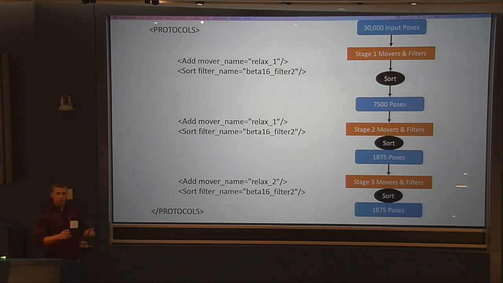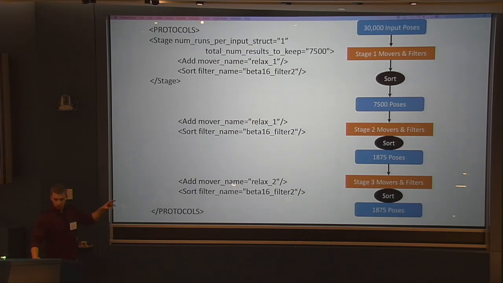There is an option to say positive is better, but by default negative is better. So in this case, I have this filter that takes beta November 16 scores and ranks them. And then you surround each stage with this stage tag. All of the options for the stage tag are very verbose, for now at least. And the number of runs per input struct is basically n struct.